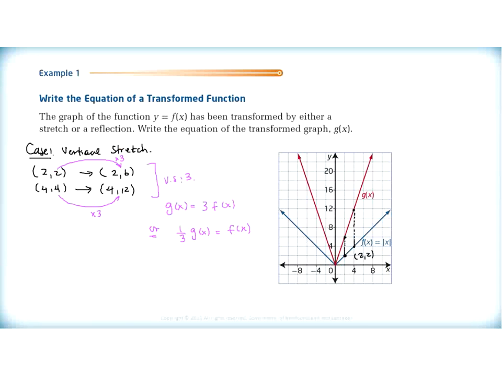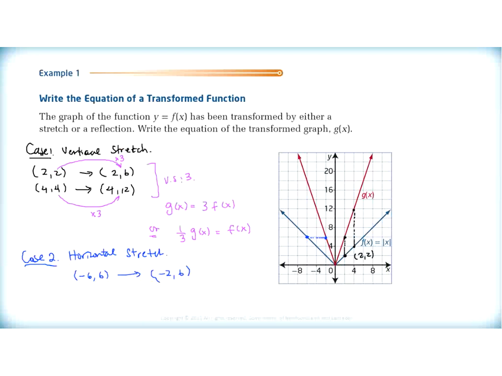Case 2, we need to consider what if the graph has been stretched horizontally. Let's consider a horizontal stretch. If we need to consider a horizontal stretch, let's look at some points on the graph and figure out where those points have been moved to horizontally. Let's take these 2 points here. You can see that horizontally, the point on the original graph, the blue graph, is (-6, 6), and that's been mapped to (-2, 6).